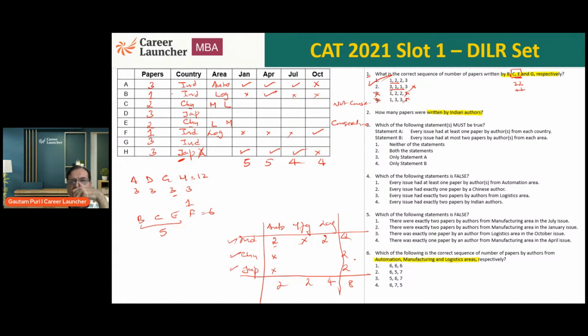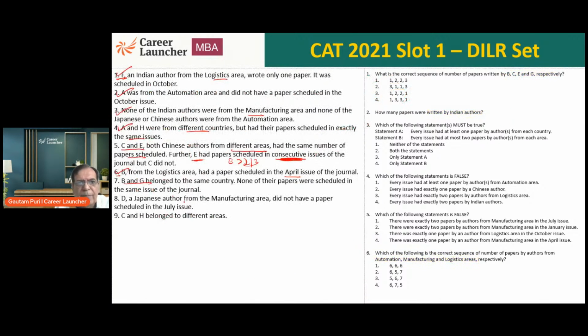Question number 6 is about, okay. I can answer question number 2. Which papers were written by Indian authors? Indian authors is going to be, let me just highlight that: 3, 4, 5, 6, 7, 8. So question number 2, again, we have done. Okay, let's move ahead.